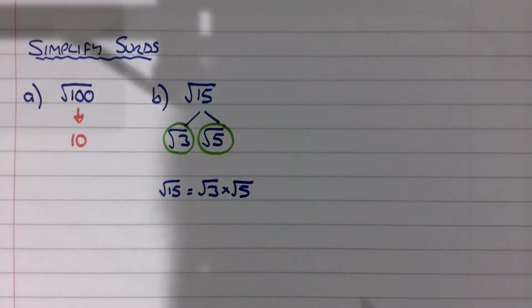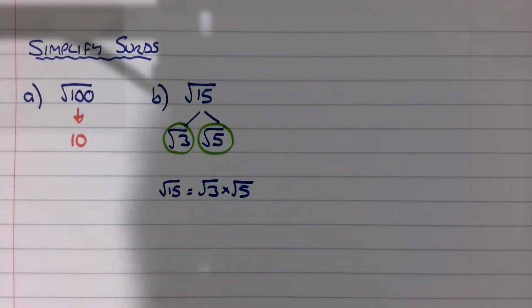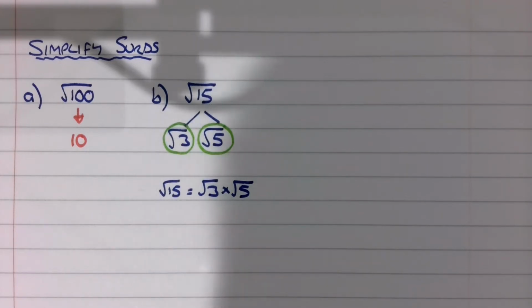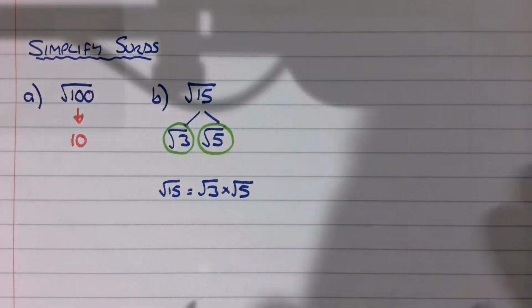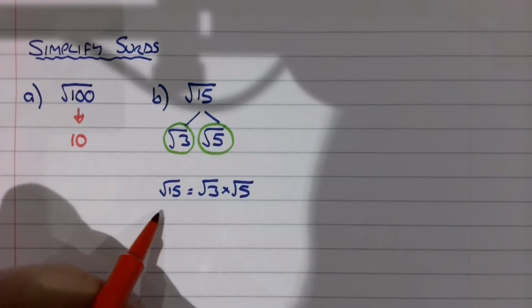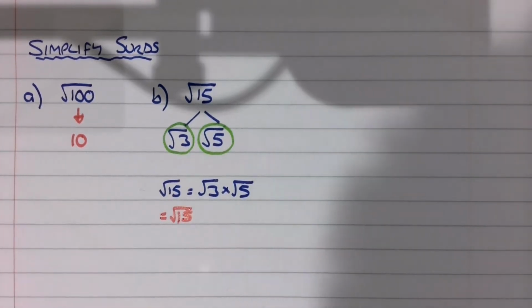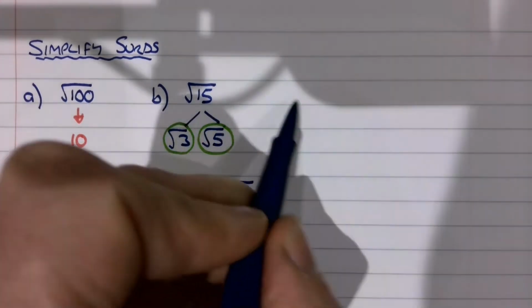which is great. But if we're trying to simplify this, then actually the square root of 15 was simpler than the square root of 3 times the square root of 5. So we've tried to simplify it and we found out that it doesn't simplify. So it just equals the square root of 15. So let's do another one.